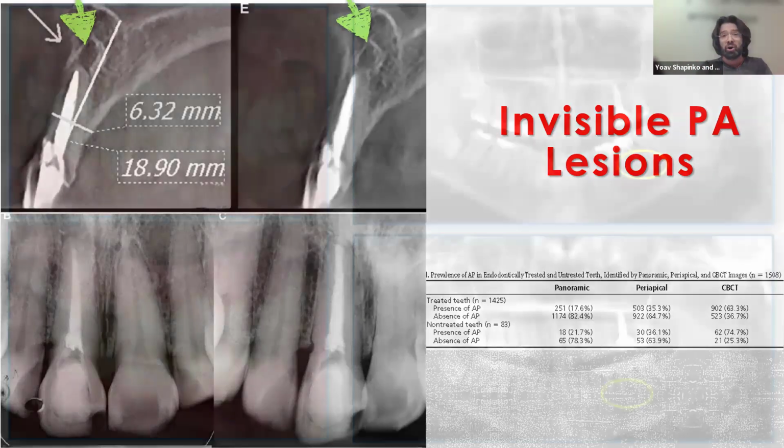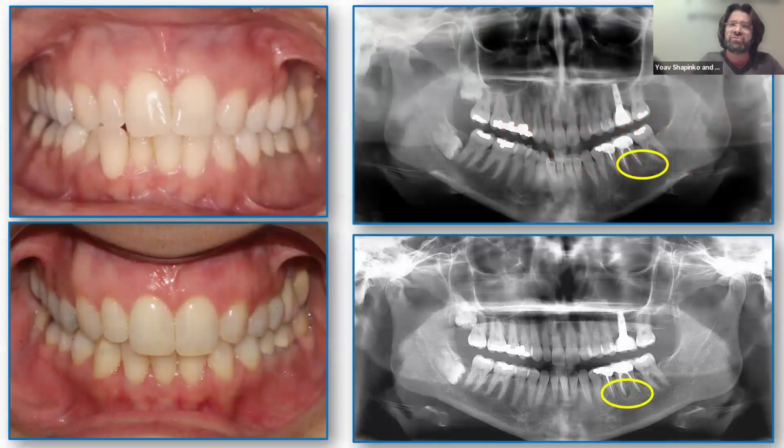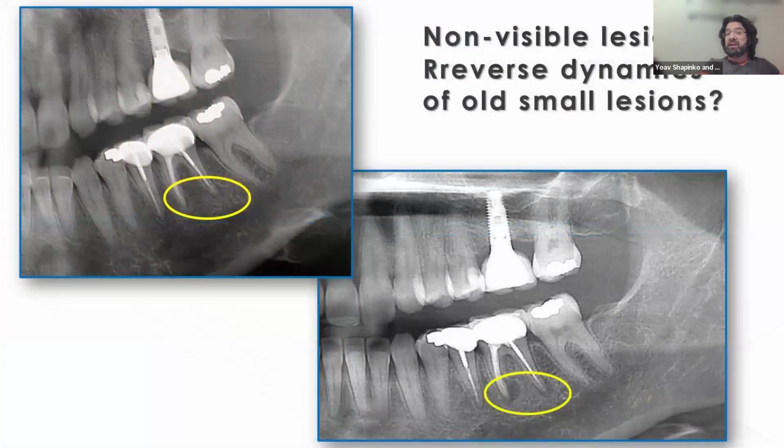Okay. For example, please see this very interesting case. Before starting orthodontics, and then about 6 months later, on this lower molar, suddenly you see a new lesion on the mesial root and a somewhat bigger lesion on the distal one. Why? I have two explanations. On the mesial root, maybe no lesion existed before, or maybe it was a lesion that was invisible on a regular X-ray, but now we see it.